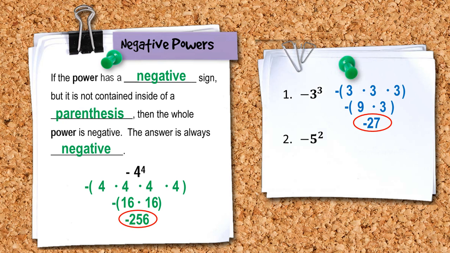Now, this is a case where the parenthesed version with negative 3 in parentheses to the 3rd power ended up having the same exact answer. However, these two problems are different. One has a negative base, one is a negative power with a positive base. On your own, give number 2 a try.